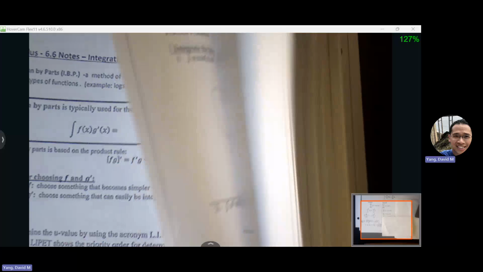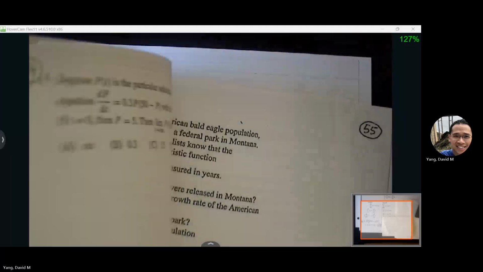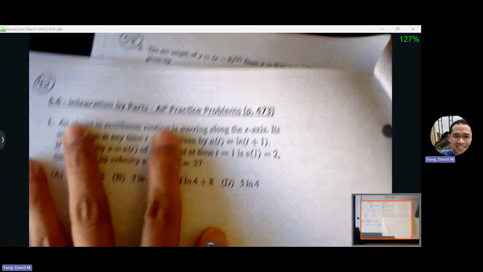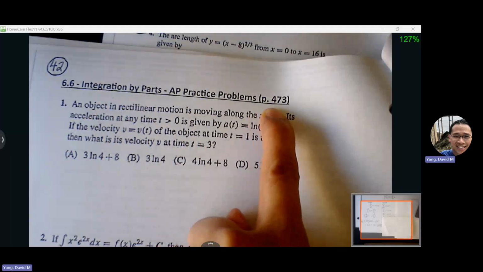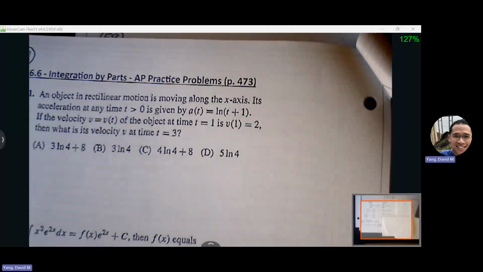I put the AP practice after all the notes, I think. Yeah, so page 42, you guys see that? Page 42, integration by parts. You'll be responsible for the AP practice problems as part of your homework as well. But the problems from the textbook pages are just additional practice. I'm not going to check them for homework.